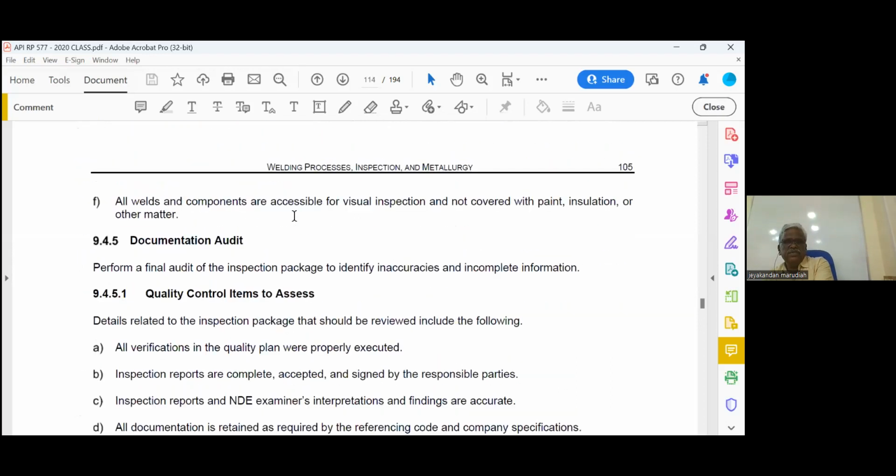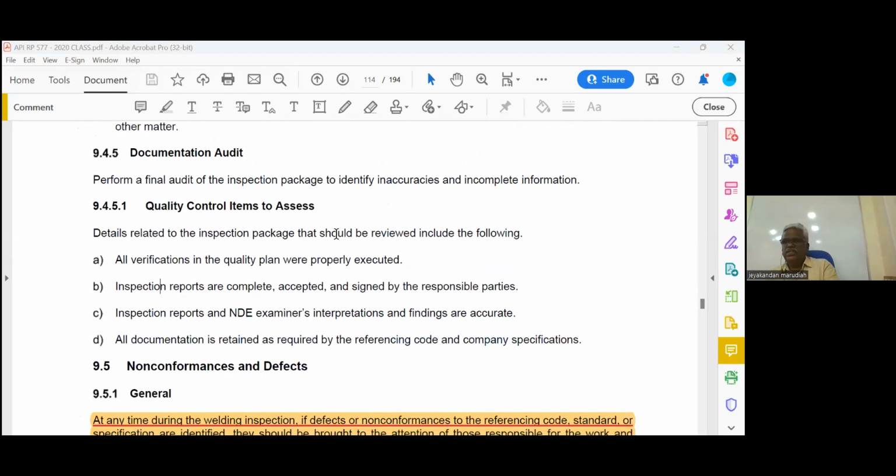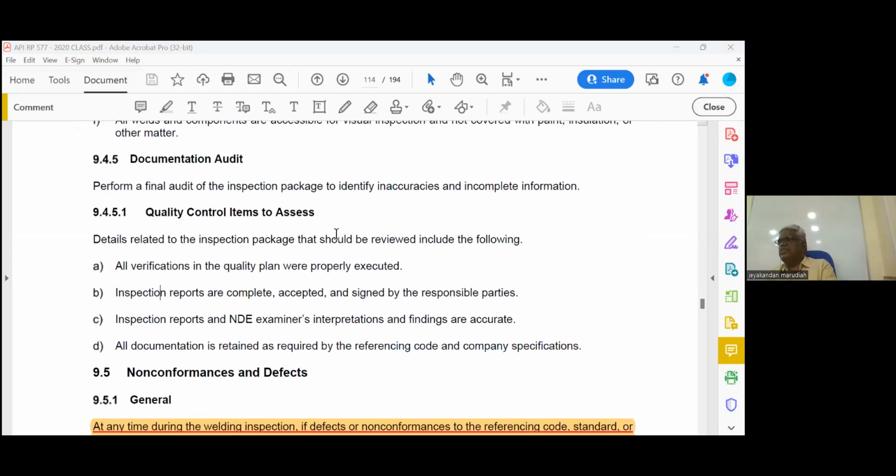Then please go to page number 105. See, any time if the inspector finds some non-conformance, suppose they are using a wrong electrode, two things he has to do. First thing, you have to stop the welding and inform the senior. Second thing, he should correct it, then proceed with welding. Okay, it should be corrected before proceeding further, and it should be informed to the senior person. That is all.